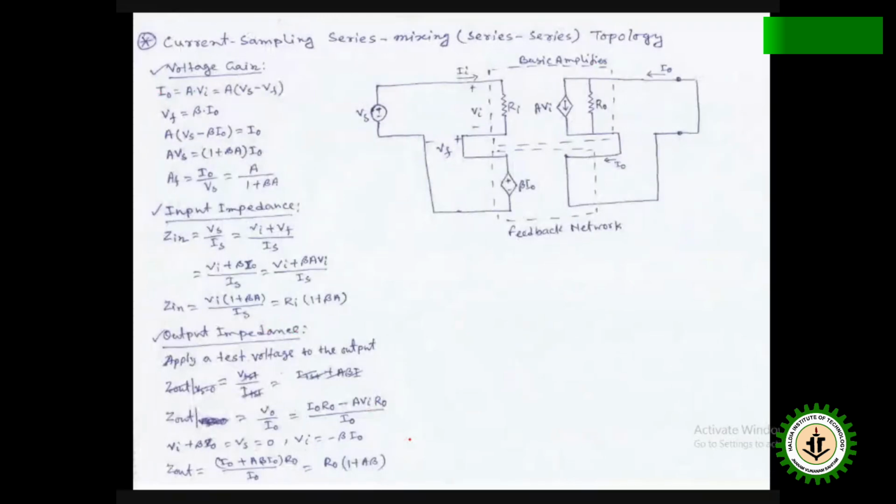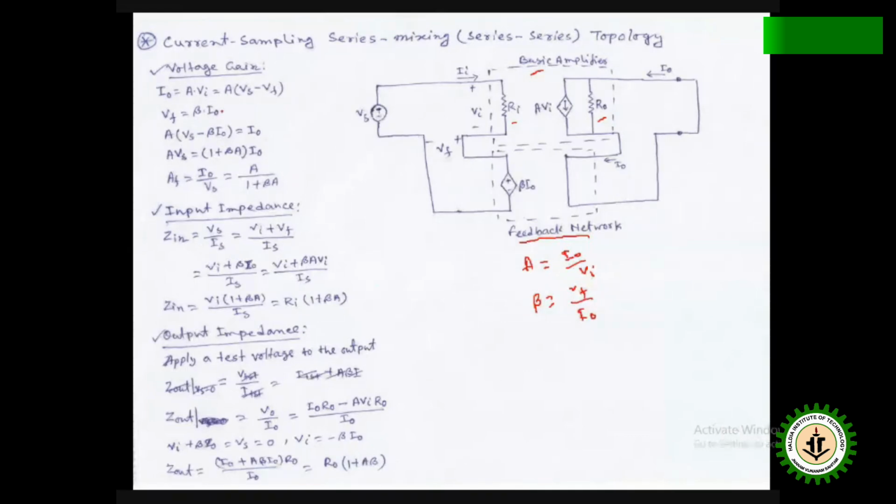That means series topology. So here, this is the basic amplifier. This dotted line, where Ri is the input impedance and R naught is the output impedance, and this dotted line is the feedback network. So in the basic amplifier, the gain A is nothing but I naught by Vi, and in the case of the feedback amplifier, beta gain is equal to output Vf by input I naught.